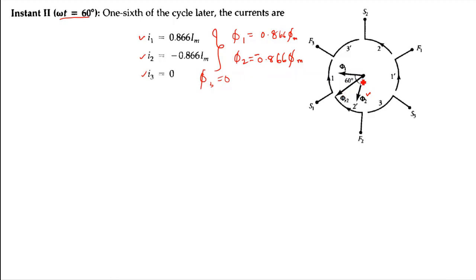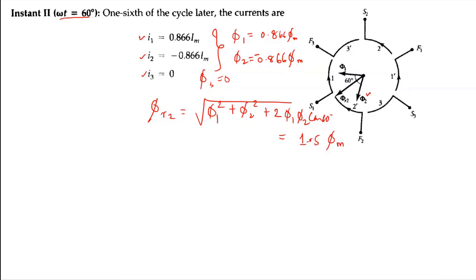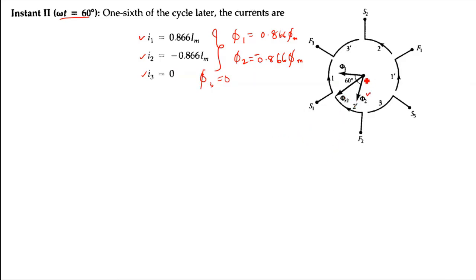Now if we find the expression for the resultant flux at instant 2, phi r2 will be the square root of phi 1 square plus phi 2 square plus 2 phi 1 phi 2 cos of 60, right? Again, if I take this, I will find 1.5 of phi m. The same thing you get again here. So phi r2 is becoming 1.5 phi m, but it is shifting by an angle of how much? It is shifting by an angle of 60 degree, right?